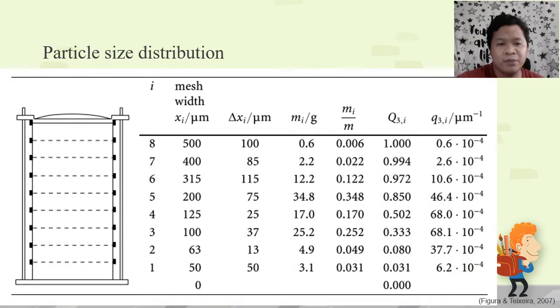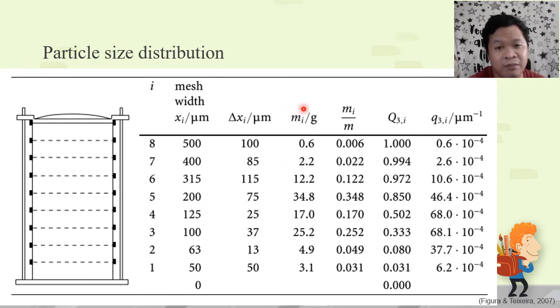So ito yung example ng data from testing it with the setup from the previous slide. This is index category, which I could just consider like the sieve number, based on pinakamalaking width hanggang sa pinakamaliit. This would be the mesh width for each of the sieves, in microns po ito. Delta x sub i would be the difference in mesh width between the two. So 500 minus 400 is 100. 400 minus 315 is 85 microns, and so on.